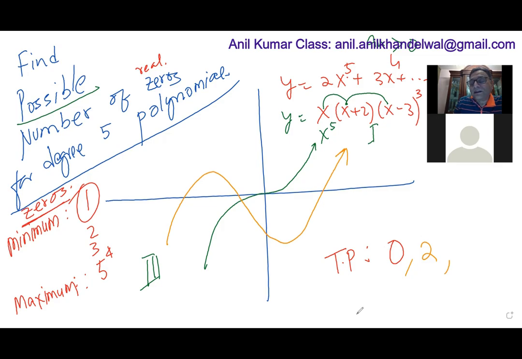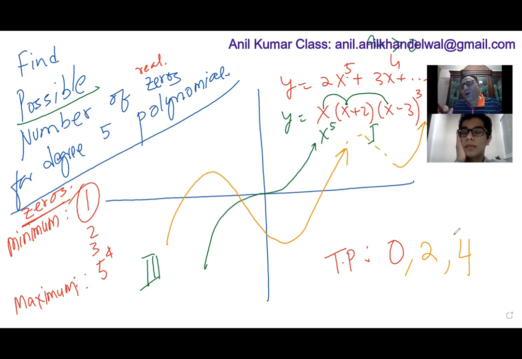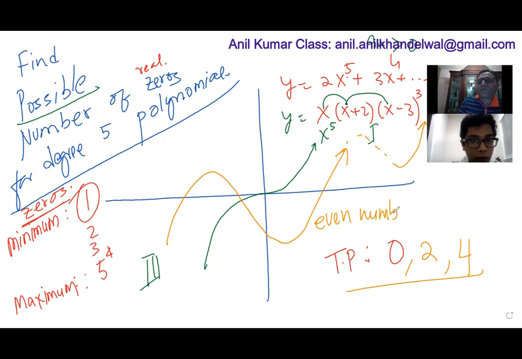Correct? Or can it have 3 turning points? If you turn again, you have to turn back. So if you have 3, it will have 4 turning points. So an odd degree polynomial will have an even number of turning points. You see that, even number of turning points. So for an odd degree polynomial, 0 to 4, which means n minus 1. So 0 to n minus 1 for an odd degree polynomial.